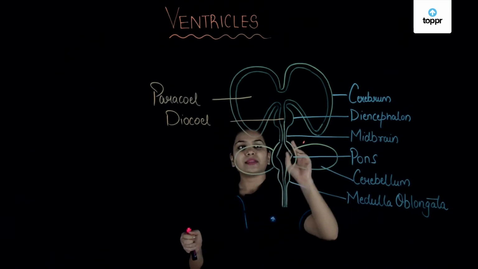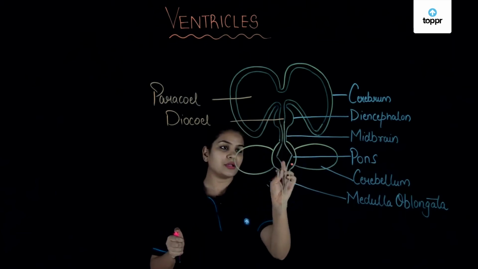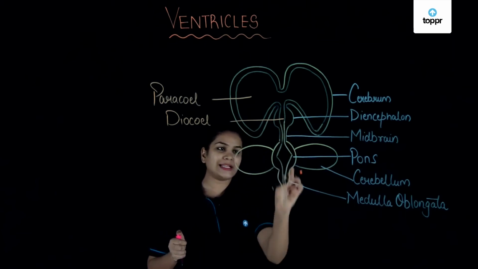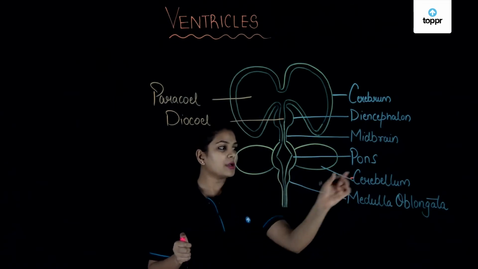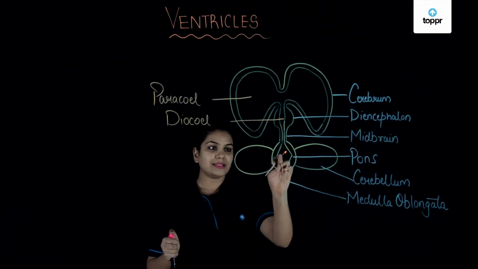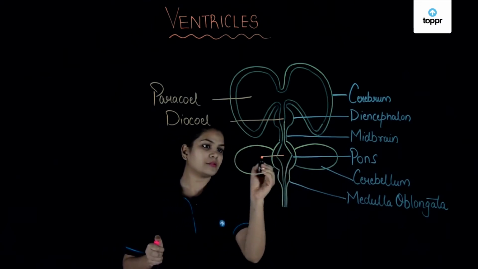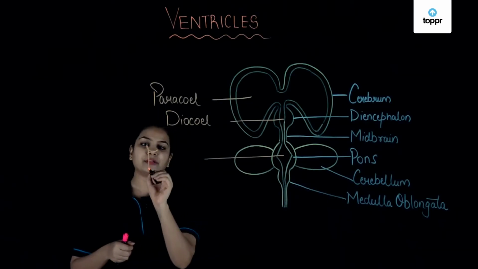Next to the third ventricle there is a formation of a tent-like structure with the help of the pons, cerebellum and medulla oblongata, and this is what forms the fourth ventricle. So this is the fourth ventricle.